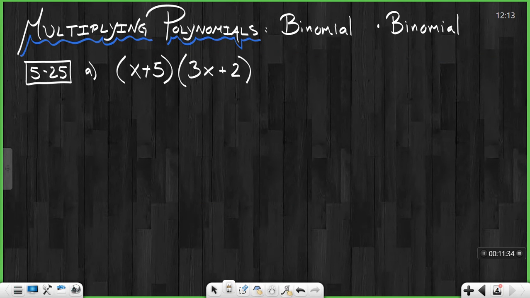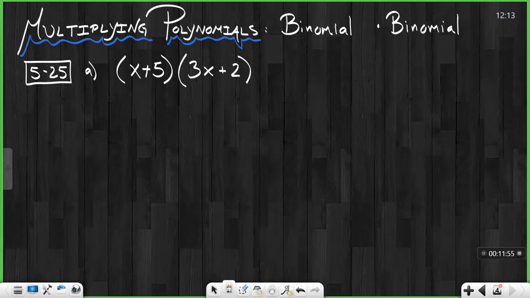All right, now we're looking at 525a. Now we're doing binomials times binomials. This is primarily the way that I will be testing you on this skill called multiplying polynomials. The distributive property, what we just did, will mainly come in when you're solving equations. But when we really look at this, we're looking at binomial times binomial.